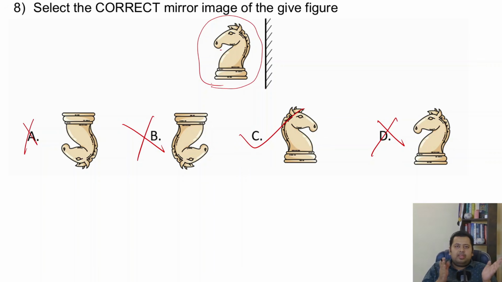What happens when you stand in front of a mirror? Again, your left starts looking like right and your right starts looking like left. So obviously you turn sideways. So here also the horse that is looking this side will turn sideways and would look this side. So option C is the correct answer.